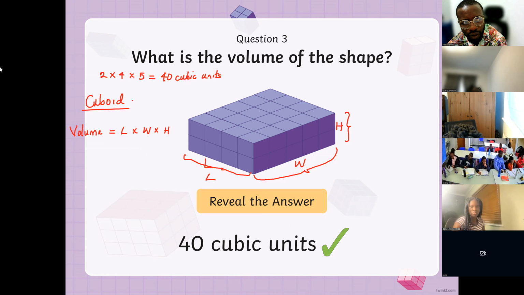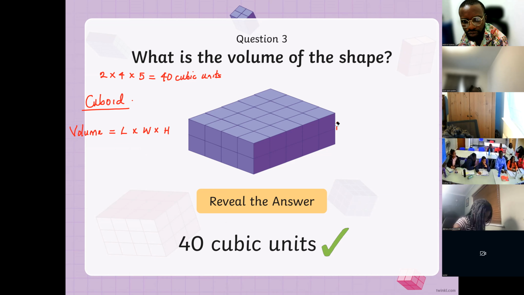Yeah, because that's the length. The length is 4. Wait, how is it 4 and 4? 1, 2, 3, 4, 5. See that? If they're both the same number, it'll be a square. Look, 1, 2, 3, 4, 5. 1, 2, 3, 4.